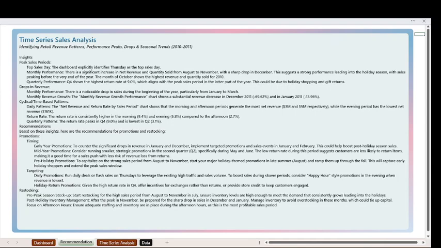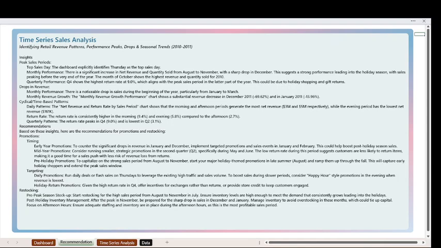For targeting in marketing, daily promotion should also be done, especially on Thursdays, to leverage the high traffic and volume of sales. Then for holiday return promotions, given the high return rates in Q4, incentives can be offered for exchanges rather than returns, and store credits can be provided to keep customers engaged.